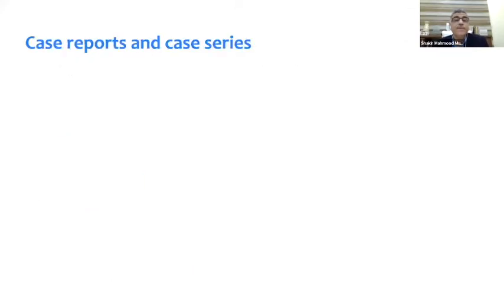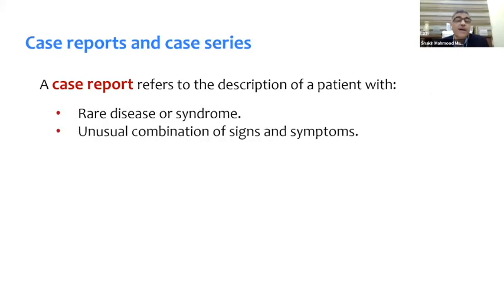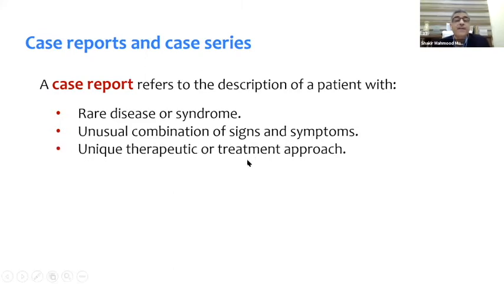In a case report, you just describe a patient who usually presents with something different, for example, a rare disease or syndrome, an unusual combination of signs and symptoms even in a common disease, a unique therapeutic and treatment approach, and sometimes an unpredicted adverse event. So these things deserve to be written as a case report.